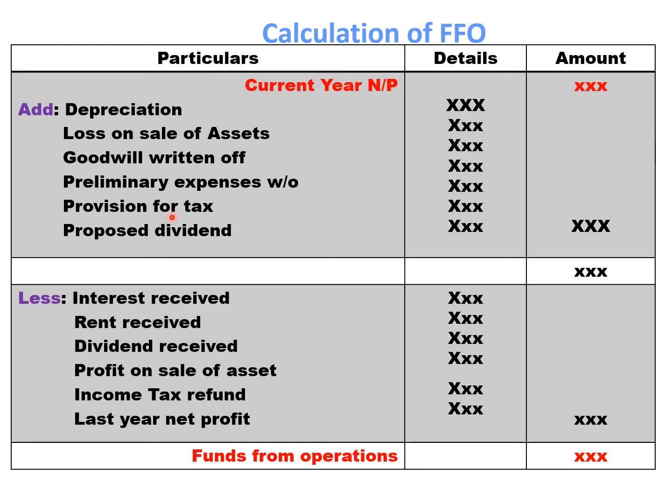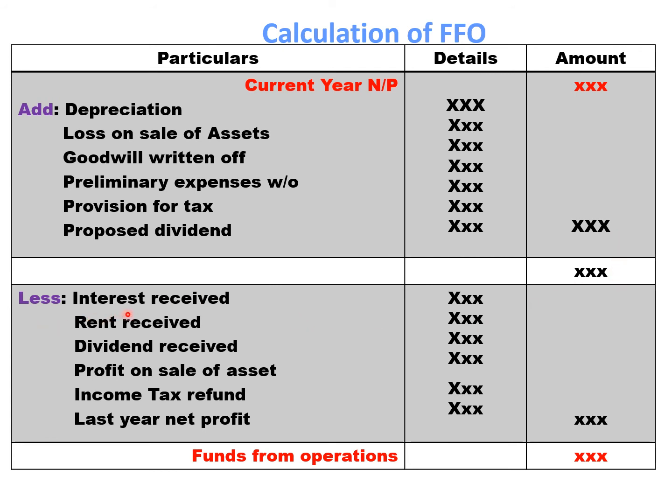What do you mean by provision for tax? It is the amount kept aside to pay the tax in future. It's a future-related expense. So since it is future related, cash is not affected. Proposed dividend means dividend declared, not paid, so cash is not affected. So all these examples on the screen are expenses but cash is not affected. So add. You take the total of add items. So current year net profit plus total of add items, you get a subtotal.